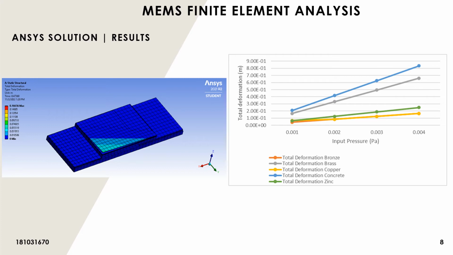Here we can also see that copper and bronze have almost the same value. The highest value of total deformation on the graph is concrete, which the value is 0.83391 meter. So we conclude that concrete has the highest susceptibility and bronze has lower susceptibility.